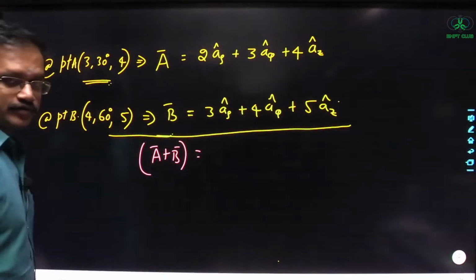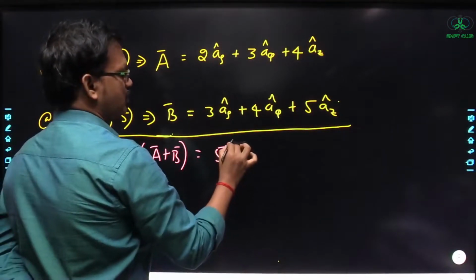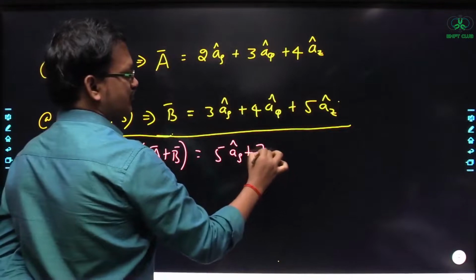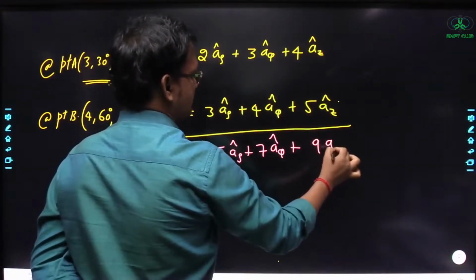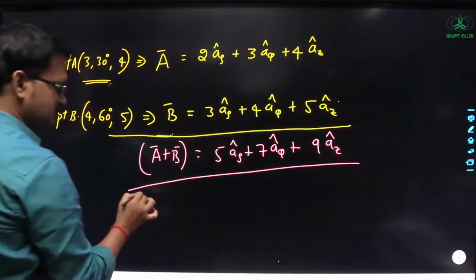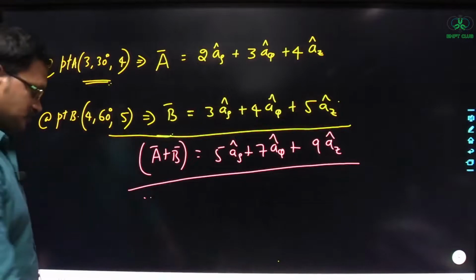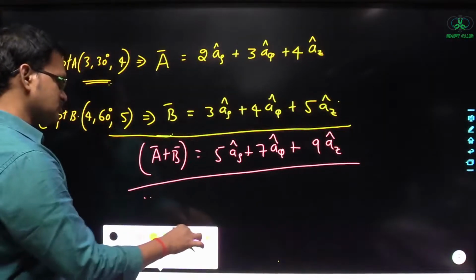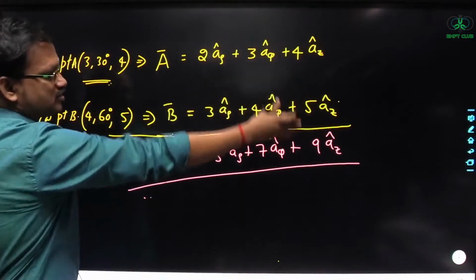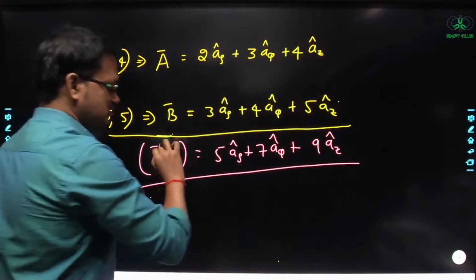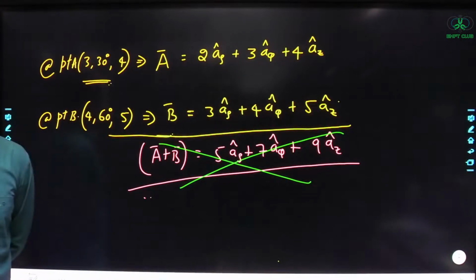This is equivalent to (2+3) a_ρ cap plus (3+4) a_φ cap plus (4+5) a_z cap, that is 5 a_ρ cap plus 7 a_φ cap plus 9 a_z cap. Is this correct? Tell me. So here, if I ask for A bar plus B bar, and if you just add these two components, then this is absolutely wrong.